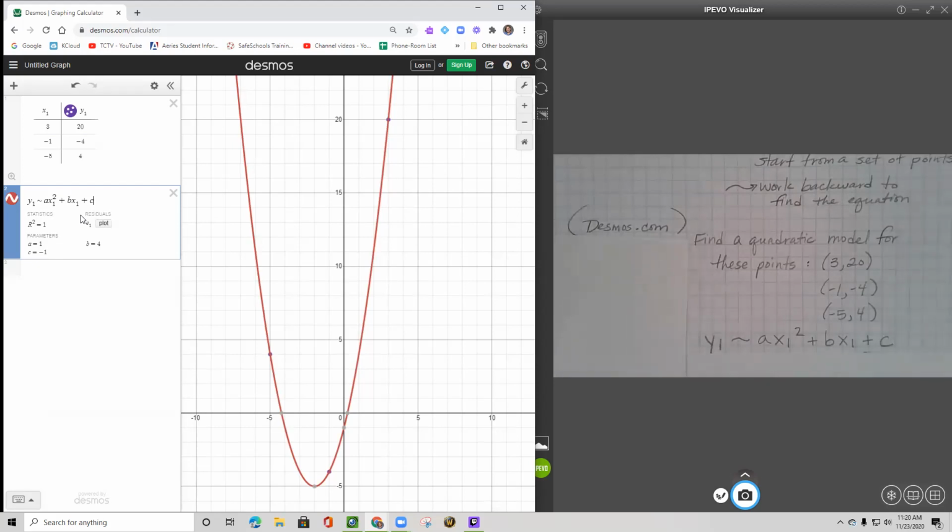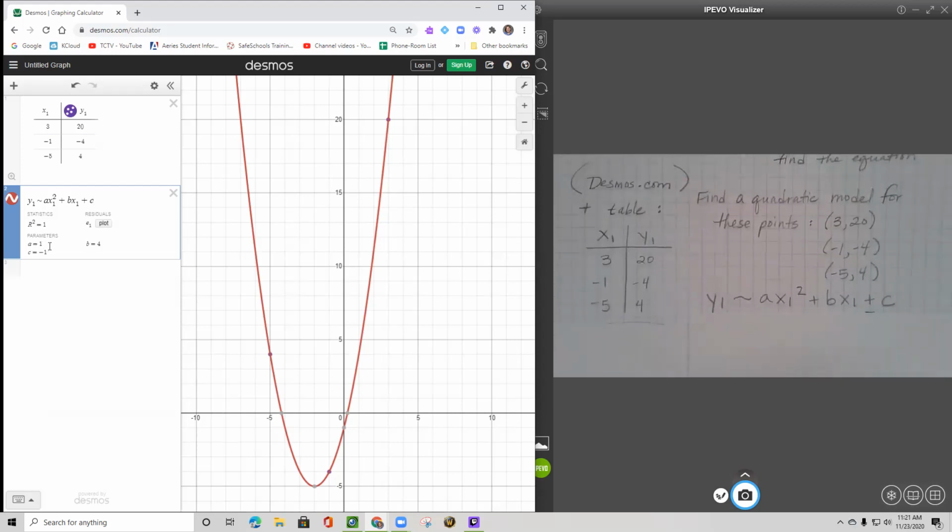So once I put my table in to Desmos like this, and I type that in, my graph appears, and I get my A, B, and C values, and I can substitute that into the standard form equation and get this: y equals 1x squared plus 4x minus 1. This is what you're asked to do on several of the problems that you have on your practice.